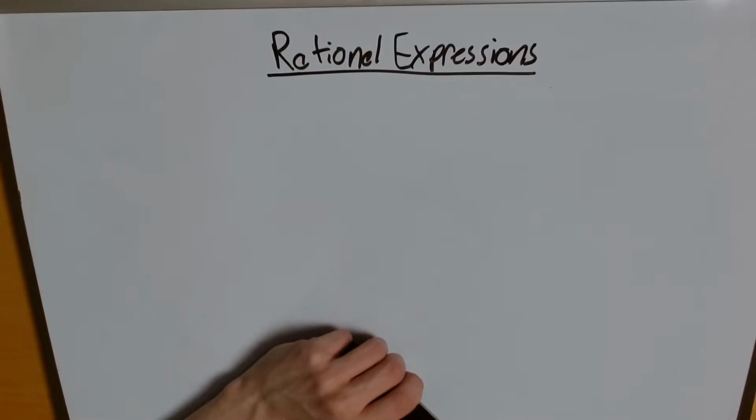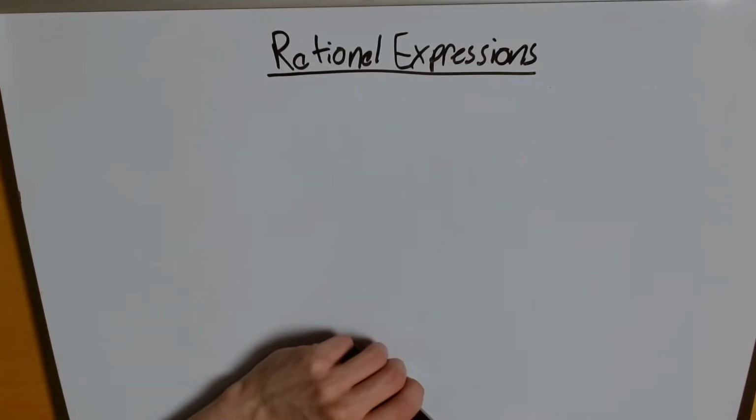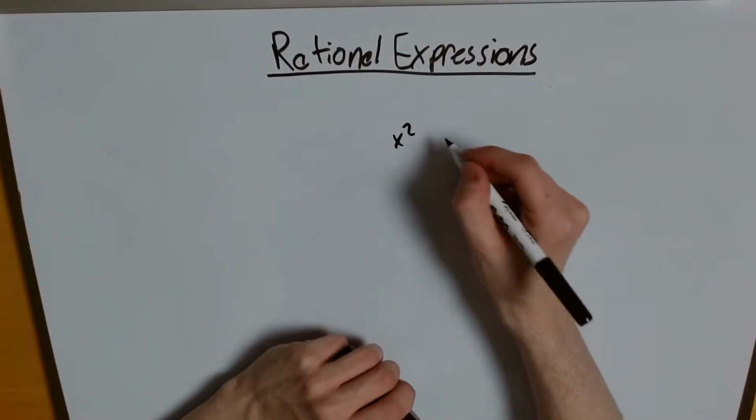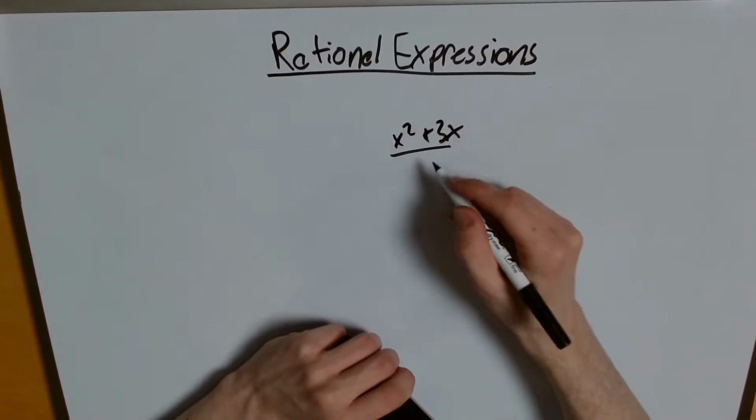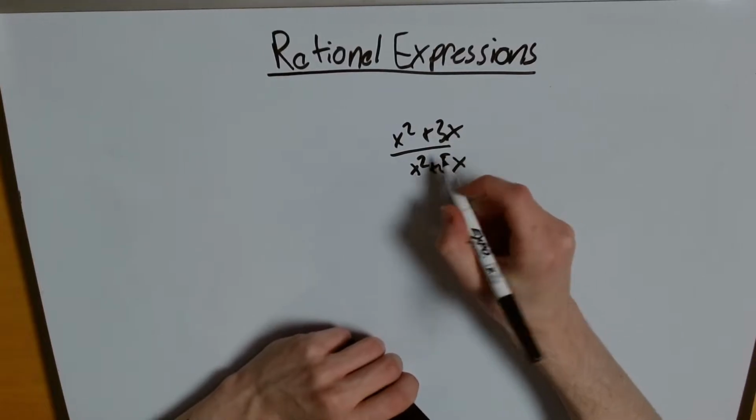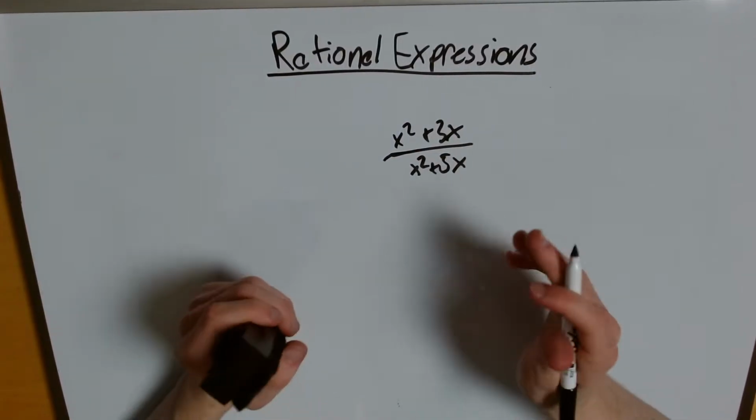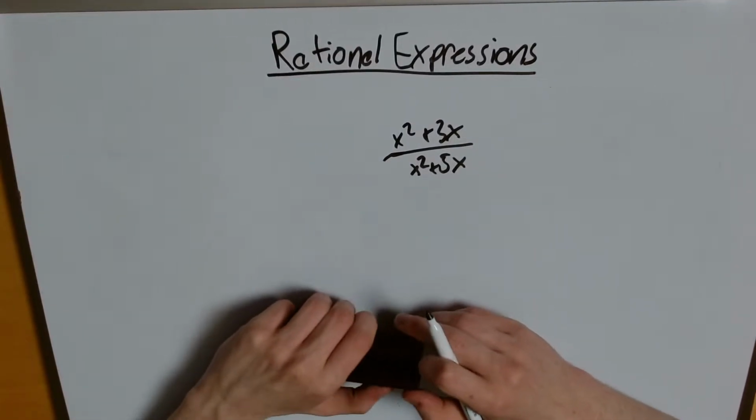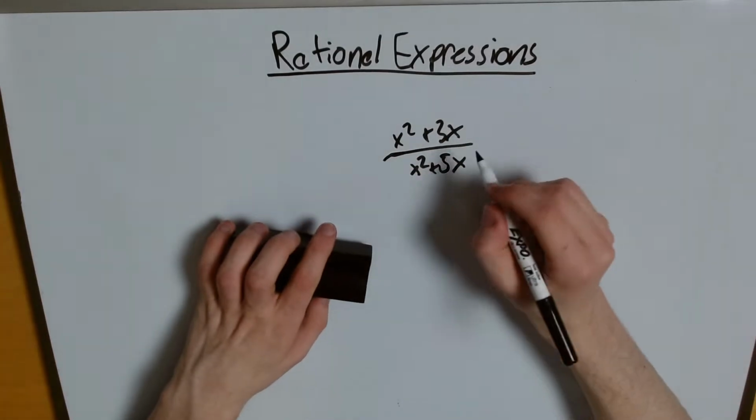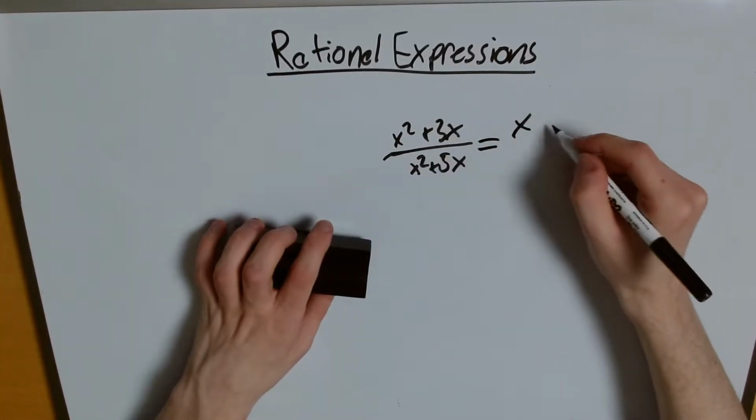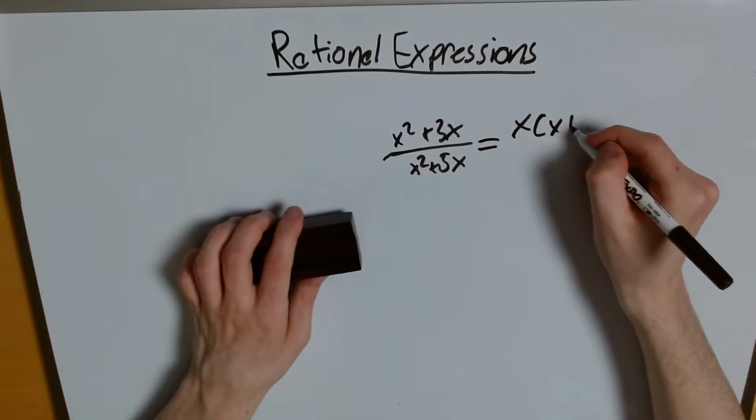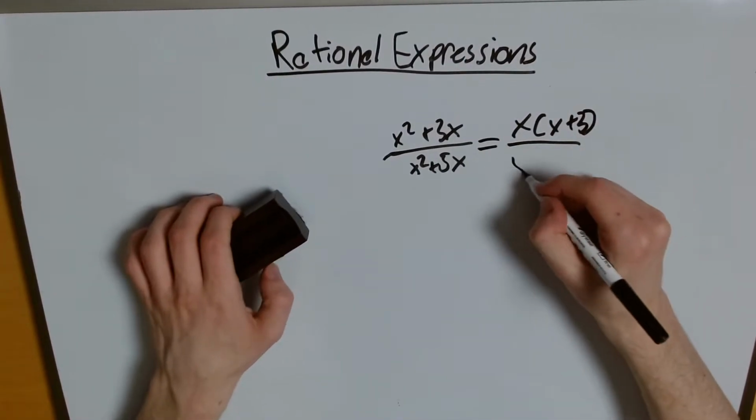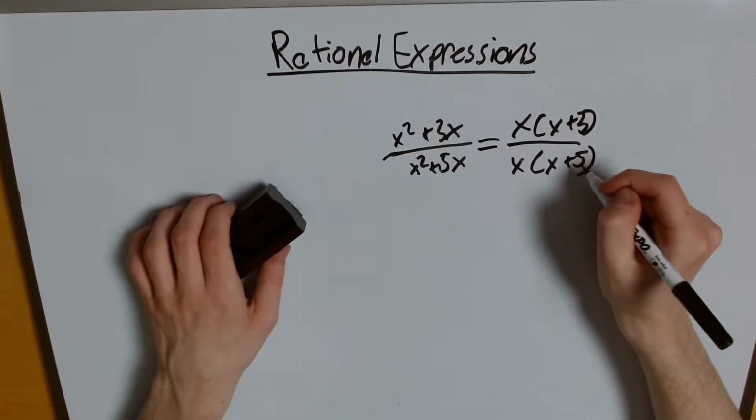For example, let's say I am tasked with simplifying x squared plus 3x over x squared plus 5x. I've been given this rational expression and I'm told to simplify. Well, I kind of do want to simplify because this is kind of an awful mess. There's a lot of x's here, and I notice, hey, I have an x term on both sides. So I can actually bring this x term out on both sides, get x times x plus 3 here, and x times x plus 5 here.